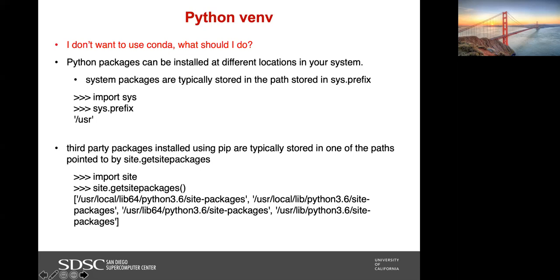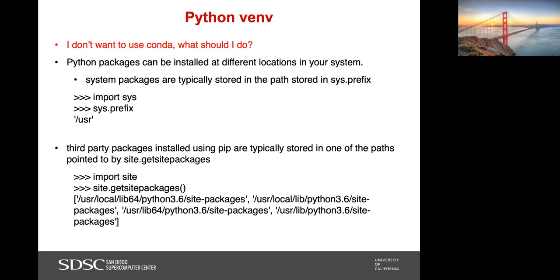Okay, now coming to venv. I should have used this red bullet in the previous slide. Say I don't want to use Conda because it has a bunch of things which I really don't require, and I can manage a minimal set of packages on my own. How do I do that? One is you can use pip. The other one is you can use venv.